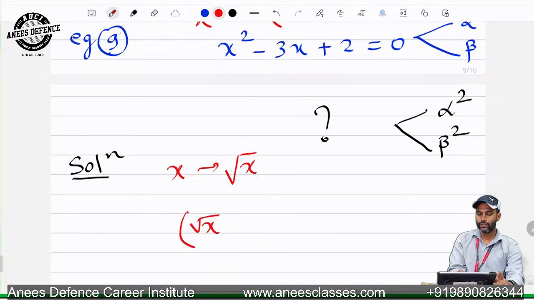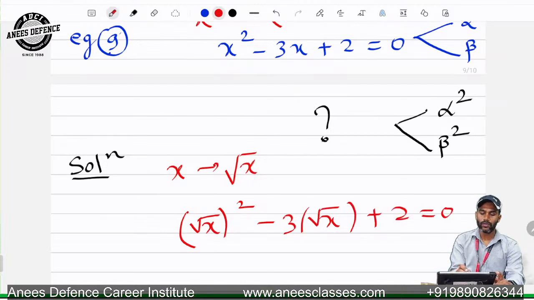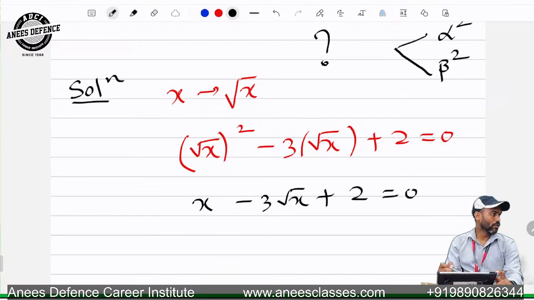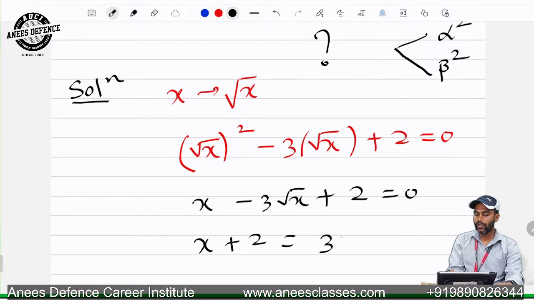Okay. Now what will we get? Root x whole square minus 3 times root x plus 2 is equal to 0. Root x square is x only, minus 3 root x plus 2 is equal to 0. But this is not a quadratic equation. So we have to make it a quadratic equation. We have to take this root x term on the right. So x plus 2 will give you 3 root x.